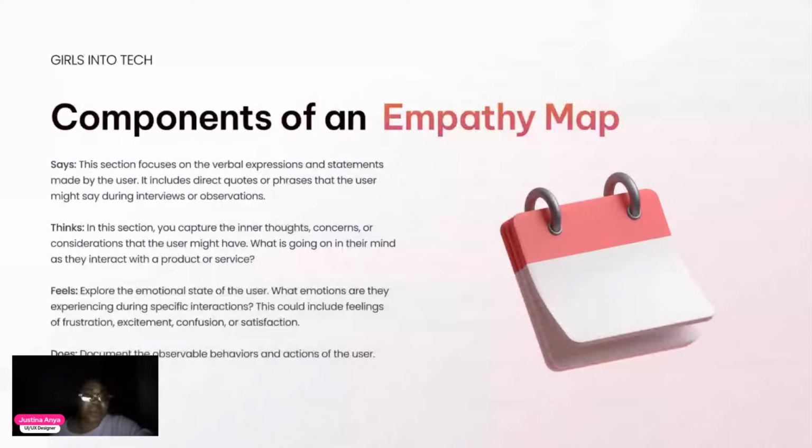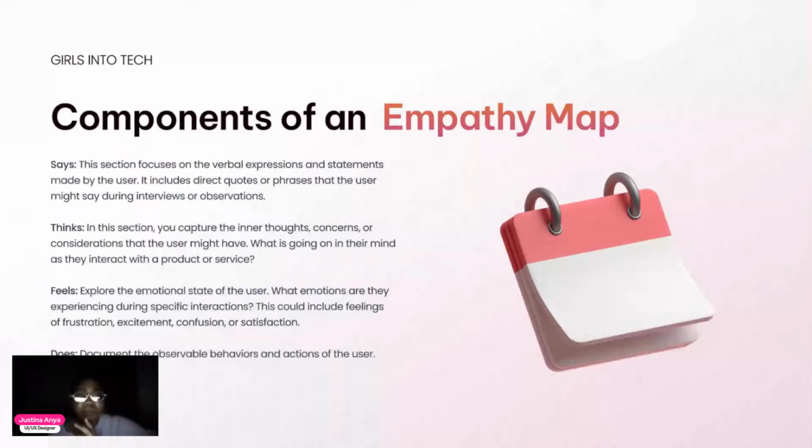What the user thinks are things that they don't really say, but you can see from their expression, their body language, or their behavior. It captures the inner thoughts, concerns, or considerations that the user might have. What is going on in their mind as they interact with a product or service? So as a UI/UX designer, you have to be observant and pay attention to your users when you're carrying out this research: their body language, what they say, and their reactions.